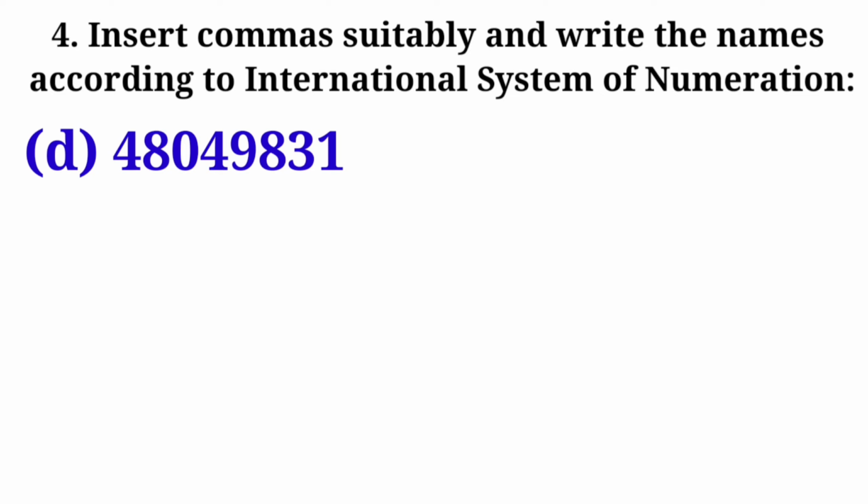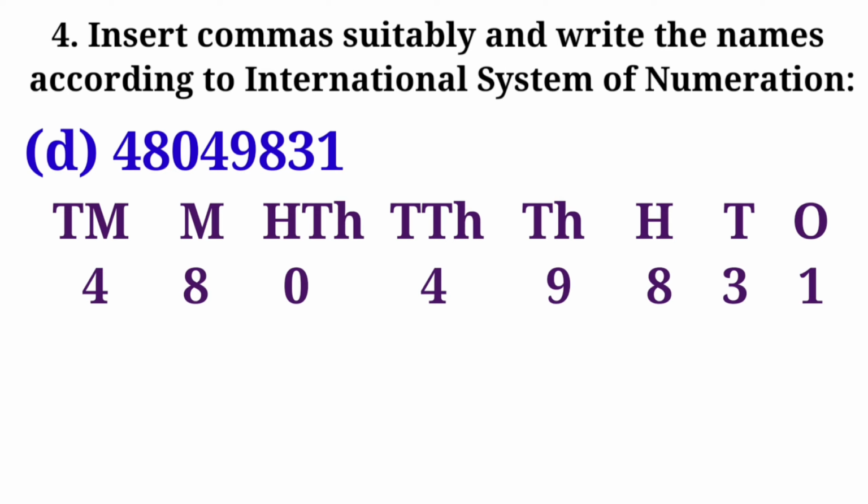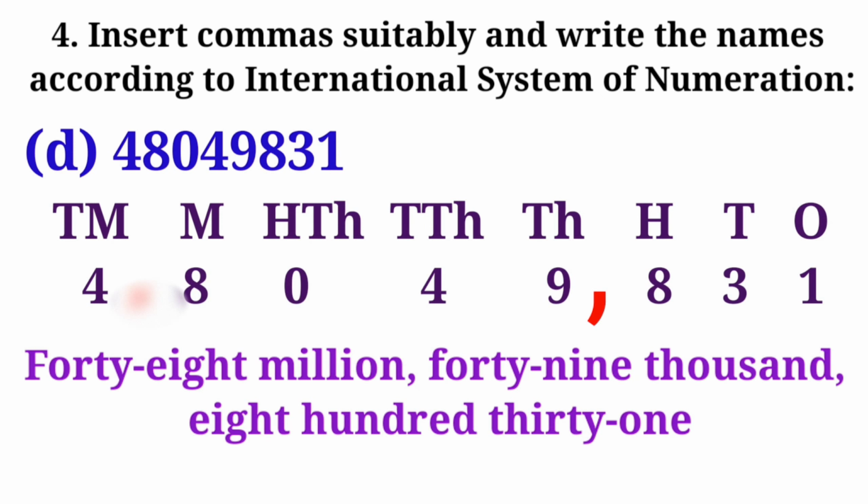Now we will solve the last question. So the number is given, again place it in the place value table. So 1 will come in ones place, 3 in tens place, 8 in hundred place, 9 in thousand place, 4 in 10,000 place, 0 in 100,000 place, 8 in million place, 4 in 10 million place. Now you have to put commas. So the first comma will come before 3 digits from the last number. Then the second comma will come before 3 digits from this comma. So the number is 48,049,831. So with this, we have completed our exercise.